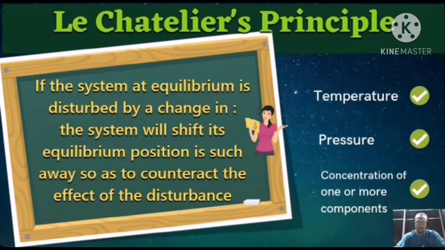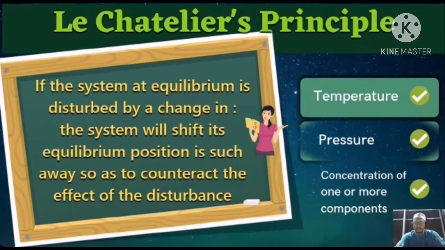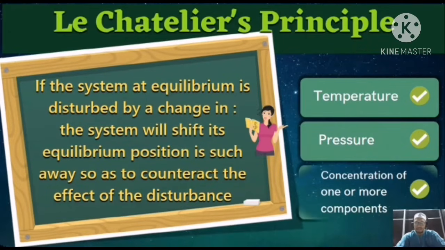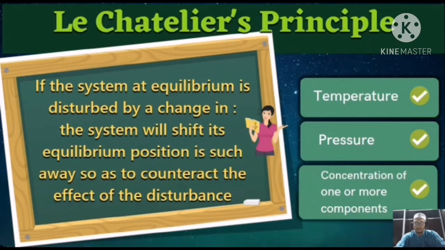Le Chatelier's principle: if a system at equilibrium is disturbed by a change in temperature, pressure, or concentration of one or more components, the system will shift its equilibrium position in such a way as to counteract the effect of the disturbance.